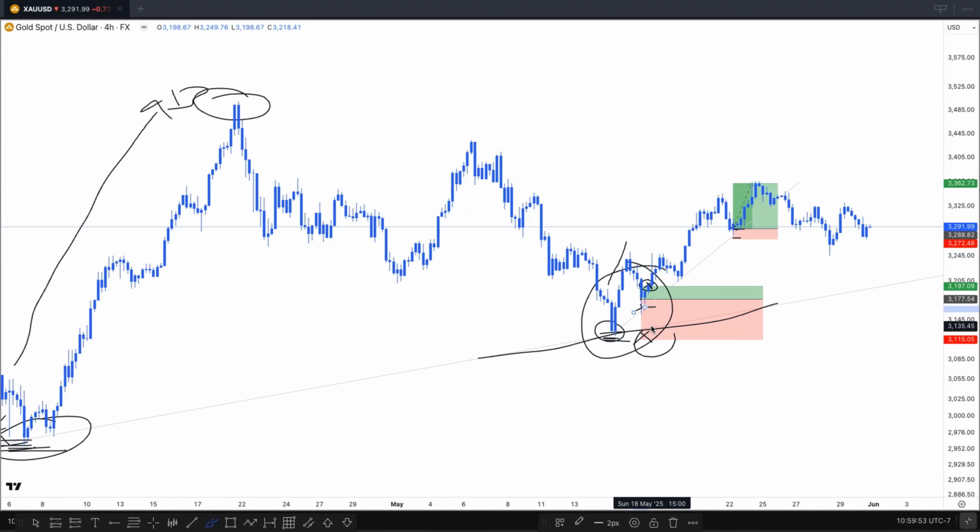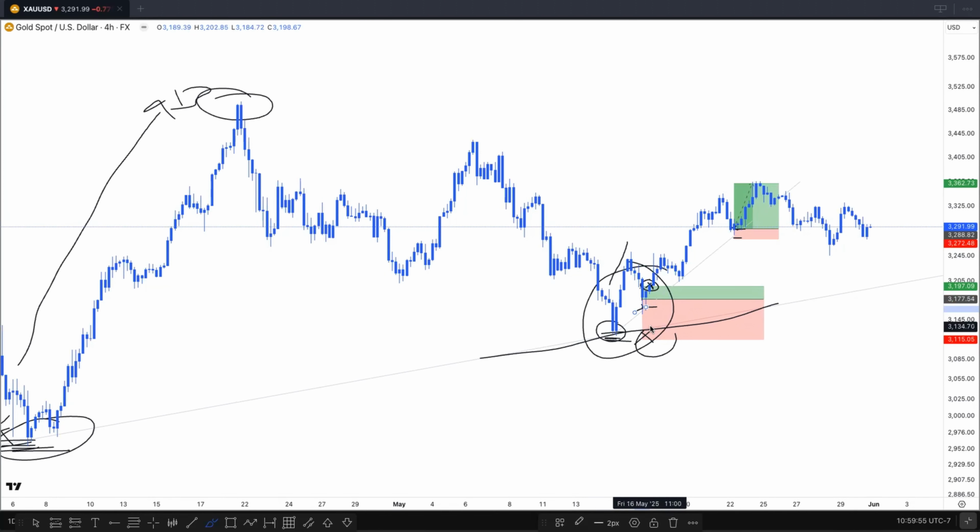Structure is going to be different, and sometimes even on lower time frames, like the 15-minute time frame, you might have to place your stop loss at a point where if price takes it out, then it's invalid. And sometimes it's not 20 pips. Sometimes it's 40. Sometimes it's 50. Sometimes it's 15.